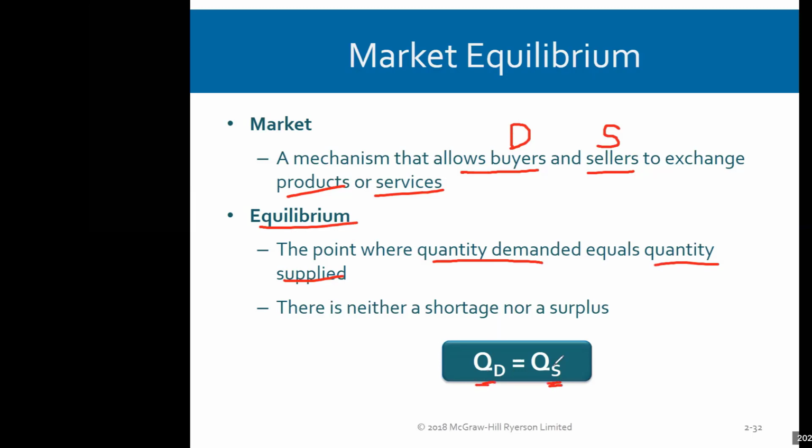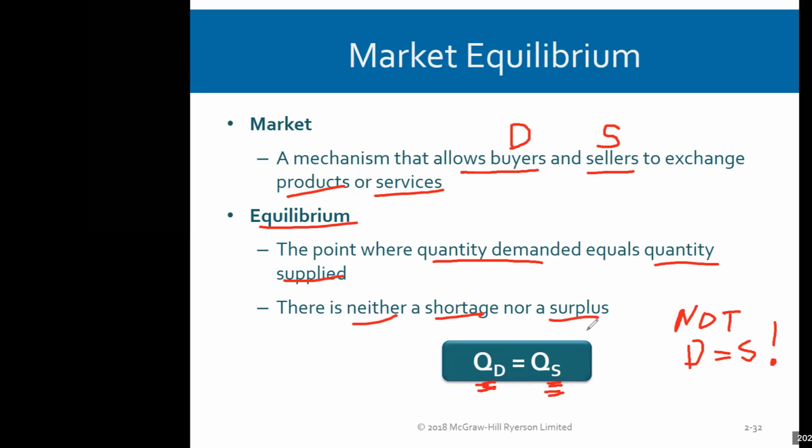It really bears pointing out that this is not where demand equals supply. So don't ever say that. It's splitting hairs here, it's being very specific, but where demand equals supply would mean the whole demand curve equals the whole supply curve, and that can't be. It's one particular point on the demand curve, one quantity demanded equals one quantity supplied. That's our equilibrium. And then there's neither a shortage nor a surplus.